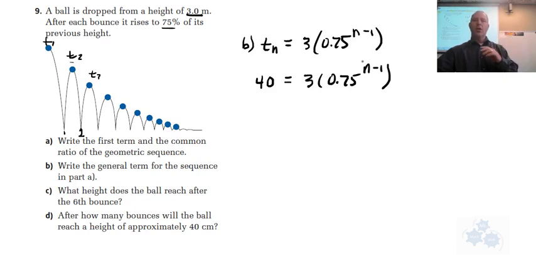So for this question, all you need to do is just trial and error. Just check some things on your calculator. So 40 divided by 3, let's get rid of this 3 first. What's 40 divided by 3?